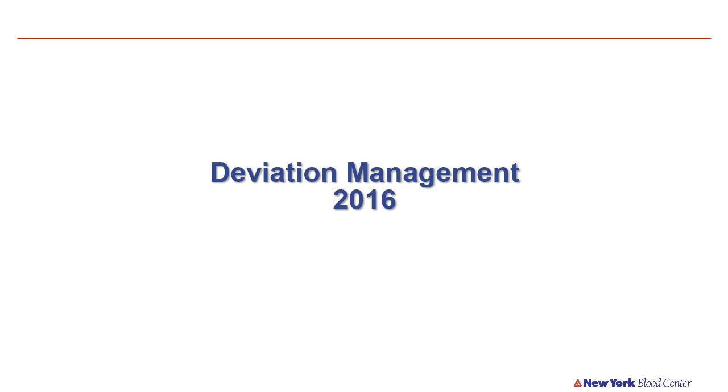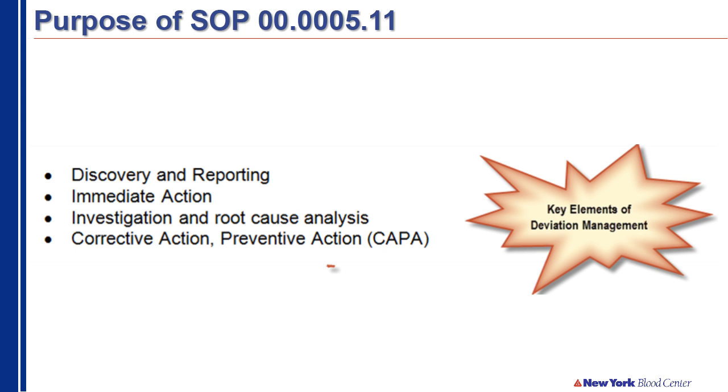At the completion of this presentation there will be a series of questions to ensure that you understand the material provided. The purpose of the Deviation Management SOP has been revised to include the discovery and reporting of the deviation, immediate action taken, investigation, root cause and finally corrective and preventive action, also known as CAPA.